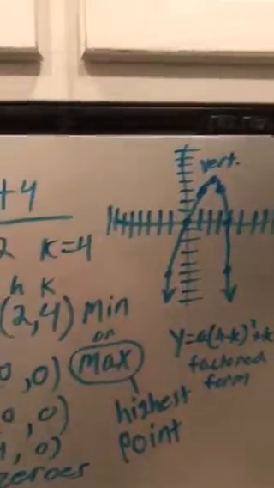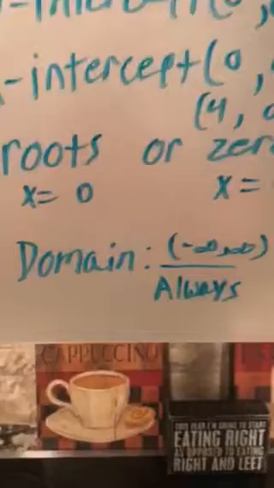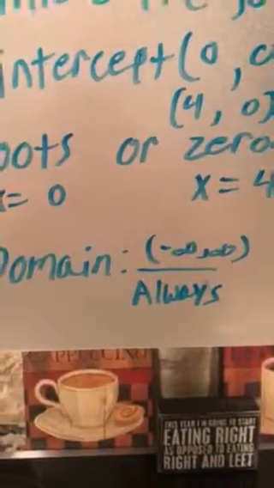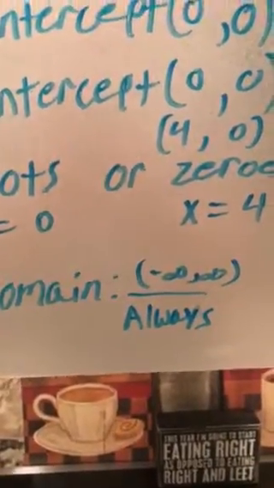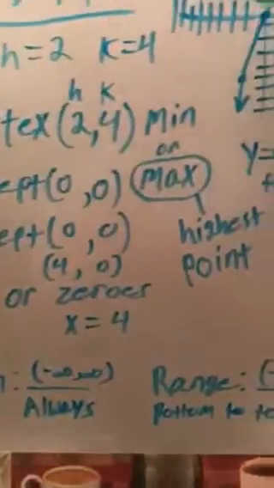The domain, to find the domain for a quadratic function, it's always going to be negative infinity to infinity, always, every time. And for the range, it's bottom to top.